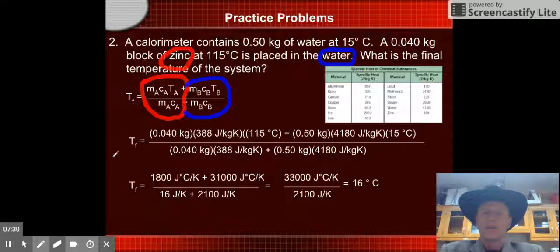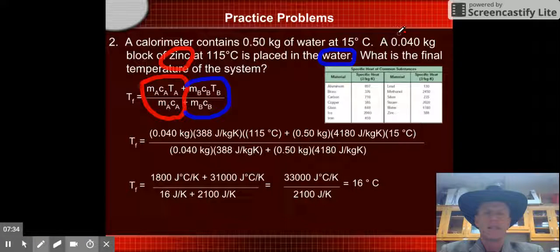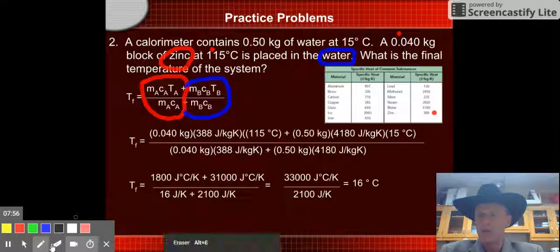So I'm just going to go to red. So this is the mass of zinc. This is a mass of zinc. Zinc's number on here, we've got to find zinc. Oh, there it is right there. So 388 would be the second thing here. And then this is the beginning temperature of the zinc, which is right here. It looks like 115.